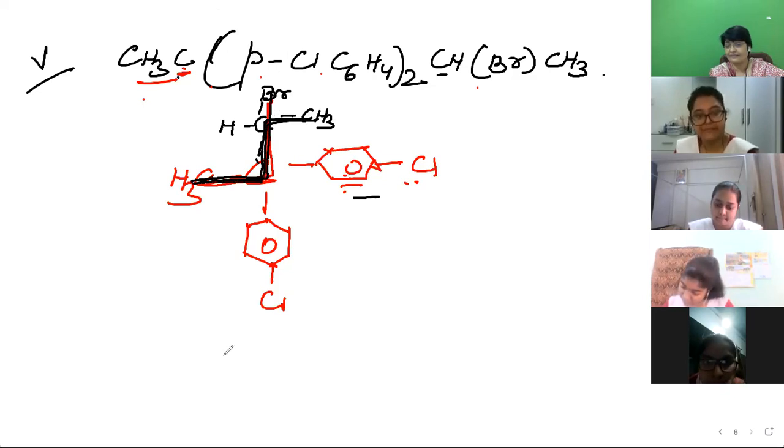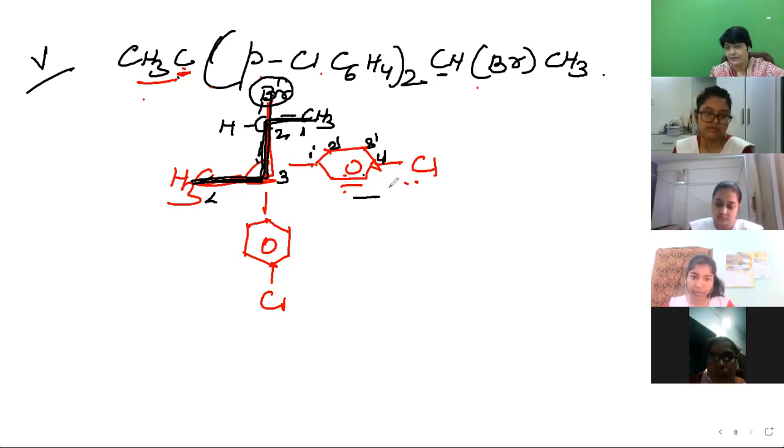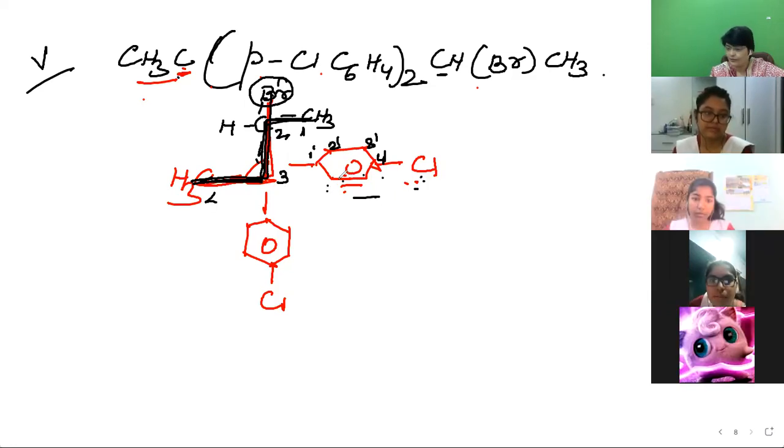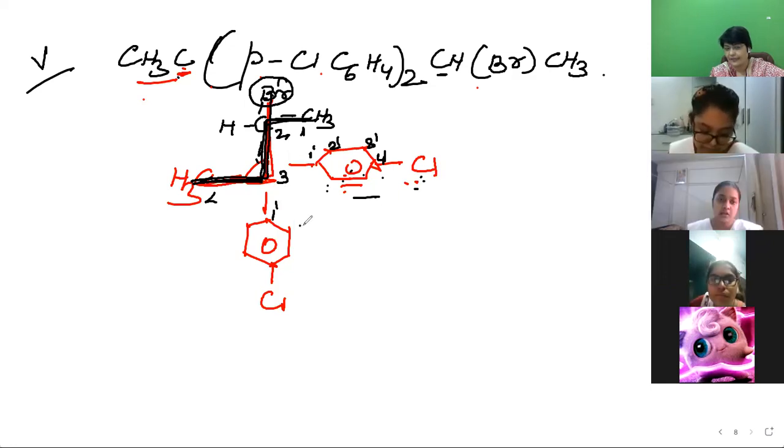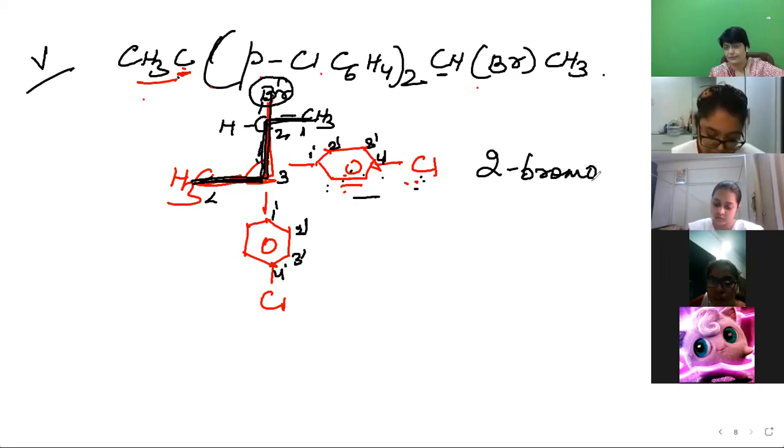How many carbon atoms are there in the chain? Four. And we are counting one, two, three, four. And there are chlorophenyl at four dash, four dash chlorophenyl. How many chlorophenyl are there? Two. So how are you going to write now? Two bromo.